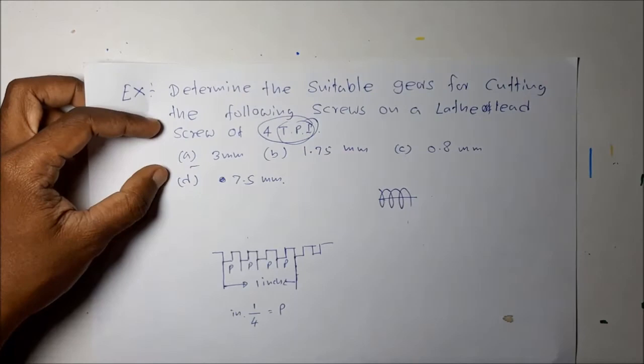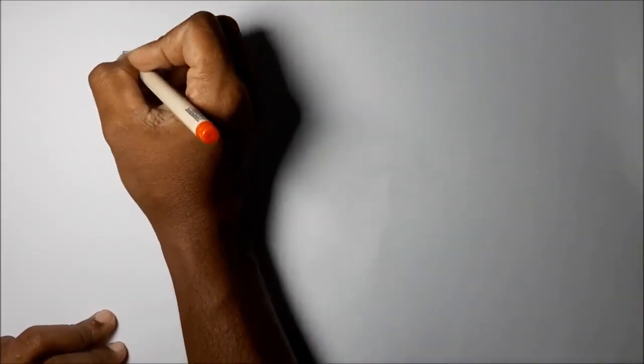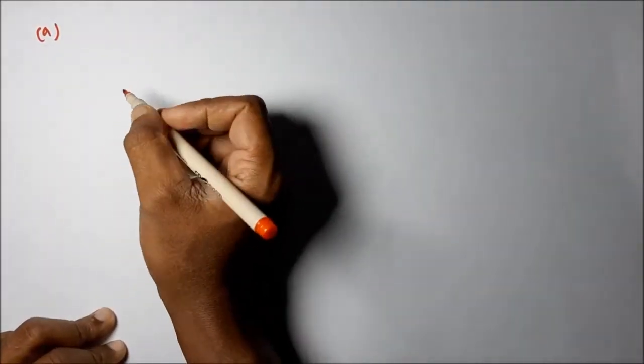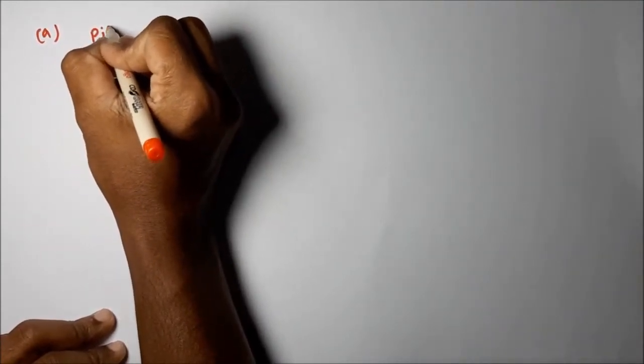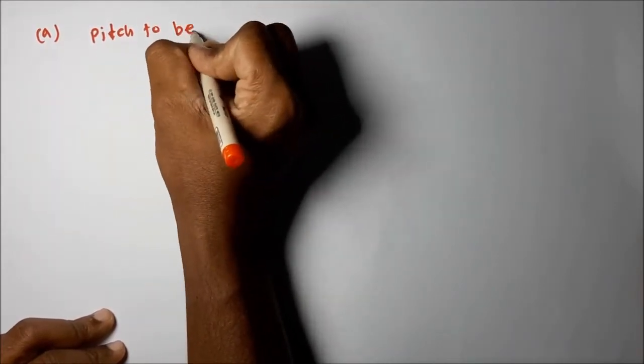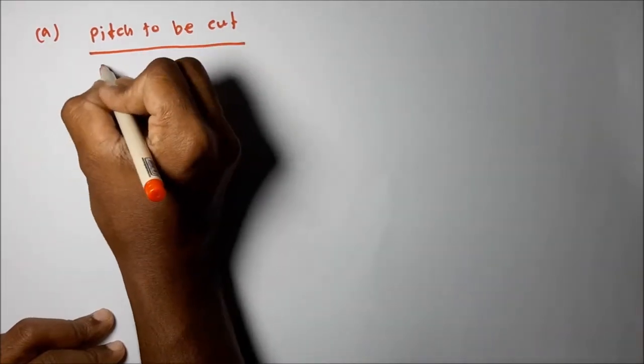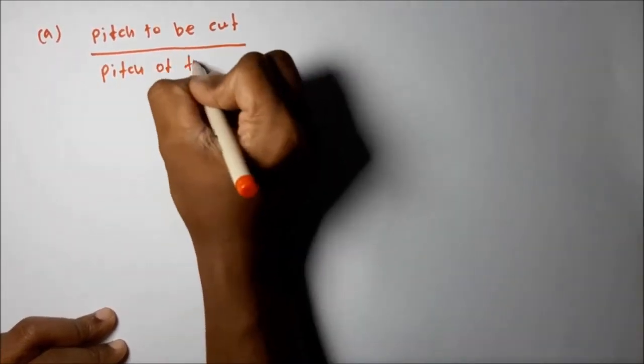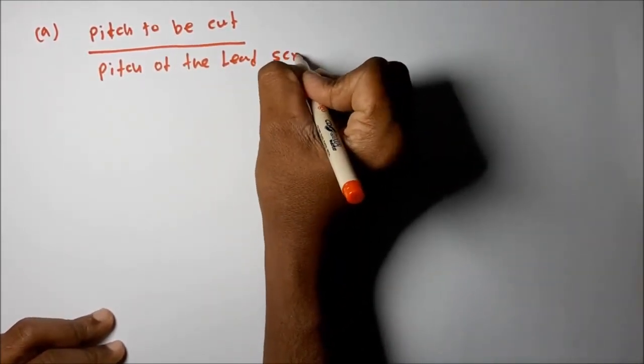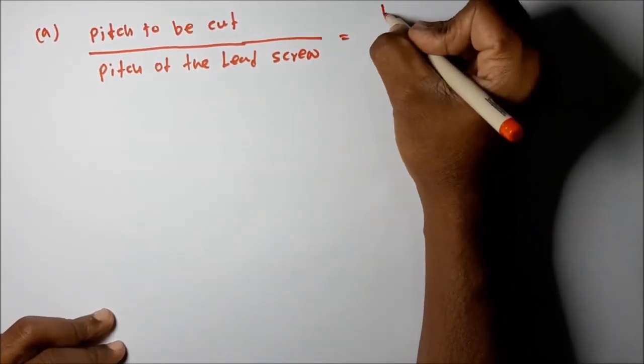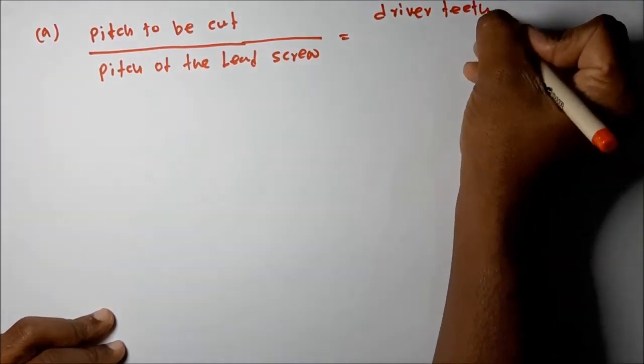Let's take the first one, how to cut 3 mm pitch using this English lathe machine. The English lathe machine uses the imperial measuring system, that means the inches measuring system is used. The same equation we use: pitch to be cut divided by pitch of the lead screw is equal to driver teeth divided by driven teeth.